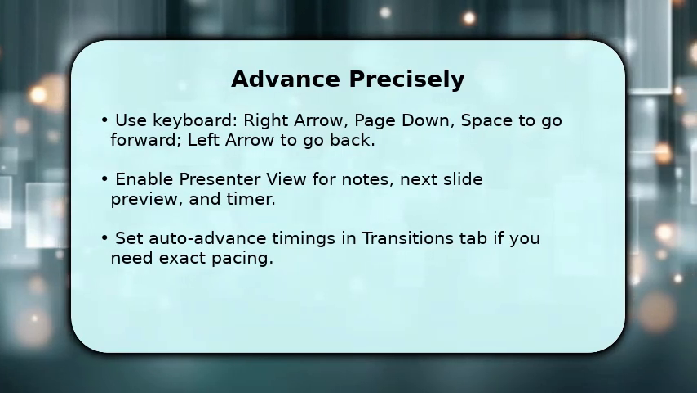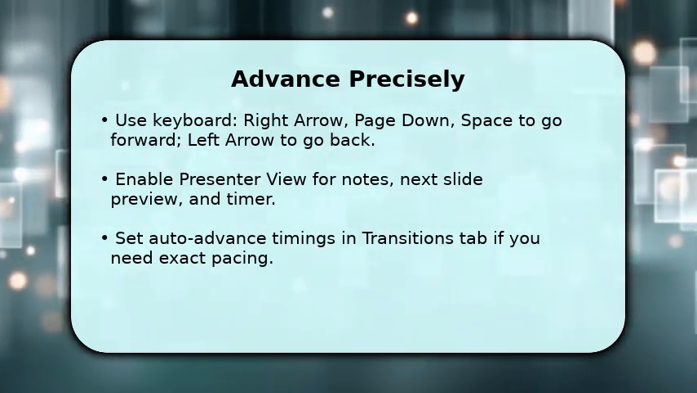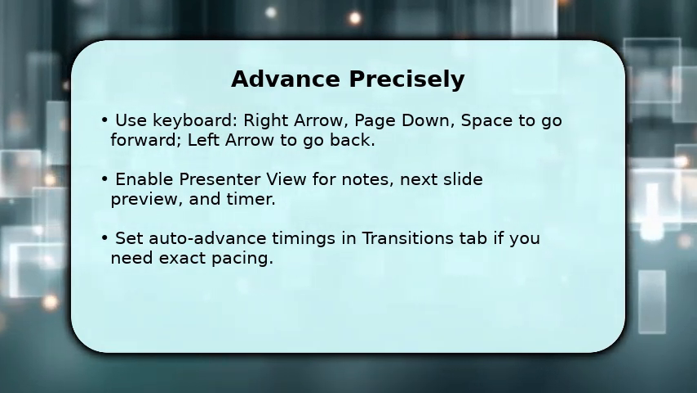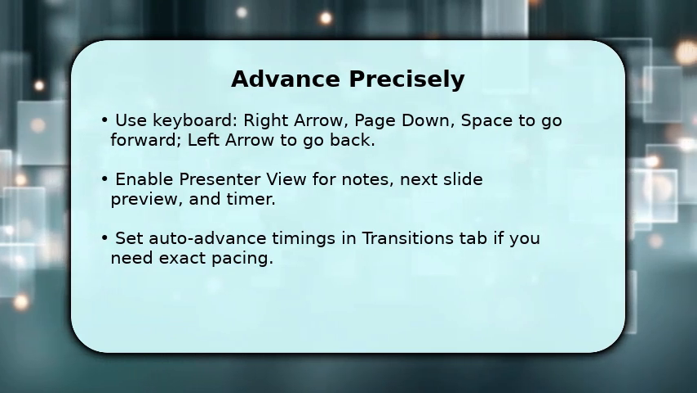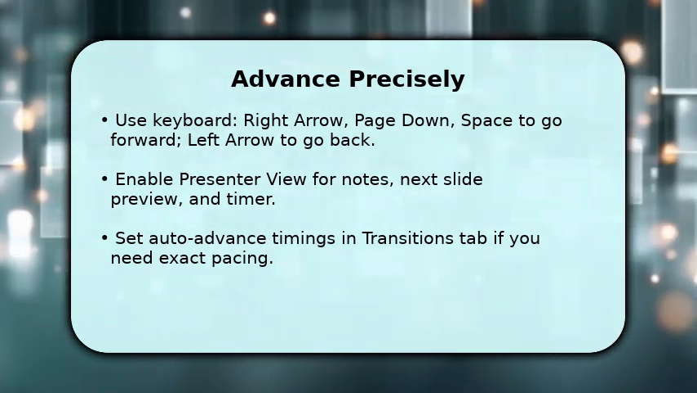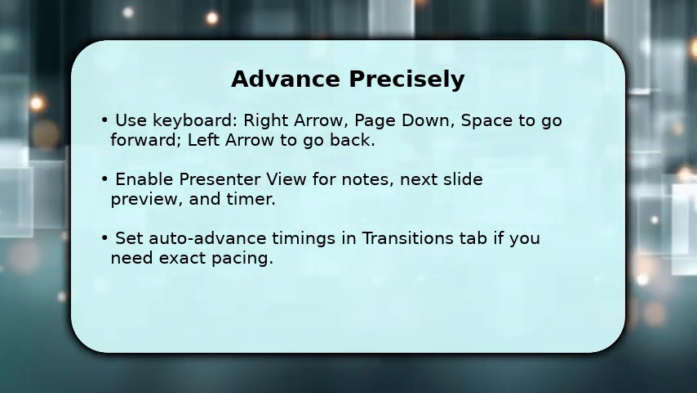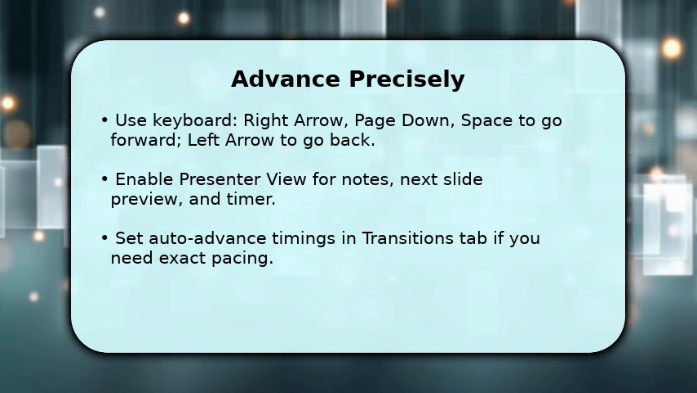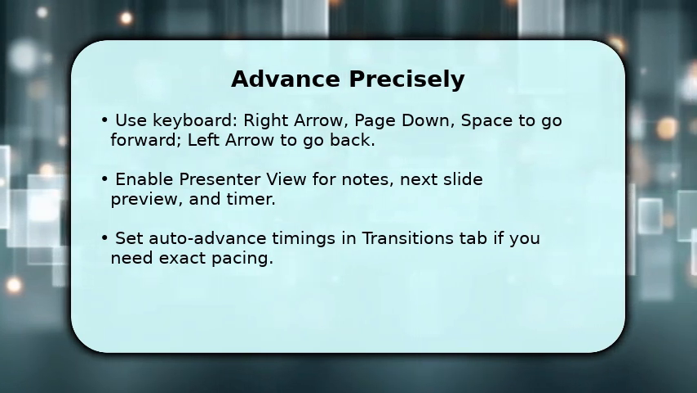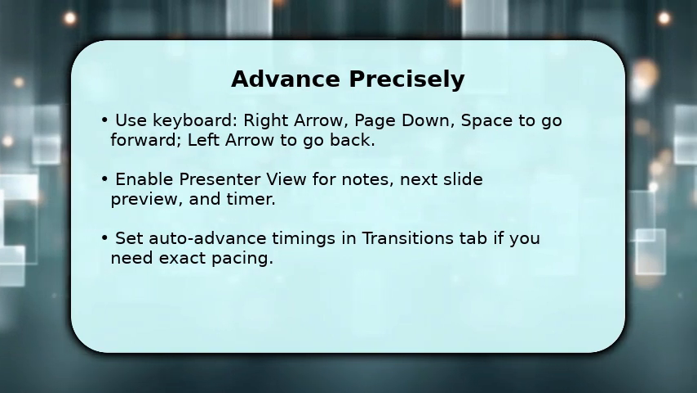Once the show is running, focus on precise control. You can advance with right arrow, page down, or space. Go back with left arrow. If you want real-time cues, enable presenter view to see your notes and the next slide while the audience sees only the slide. To automate pacing, open the Transitions tab and set a timing for each slide, but make sure animations have start conditions set to with previous or on click as required. This combination gives you predictable movement and professional delivery.